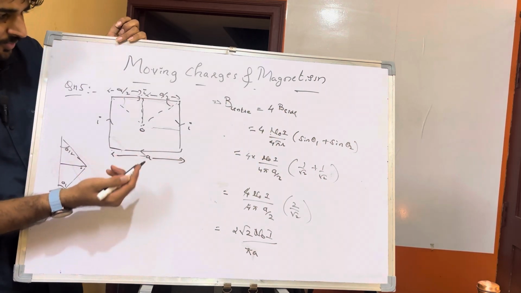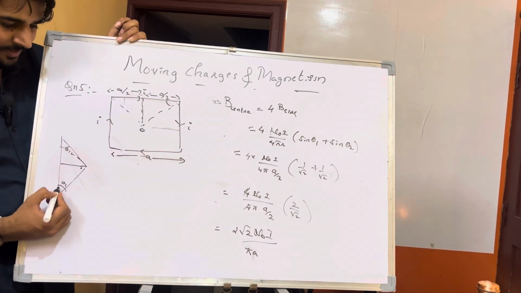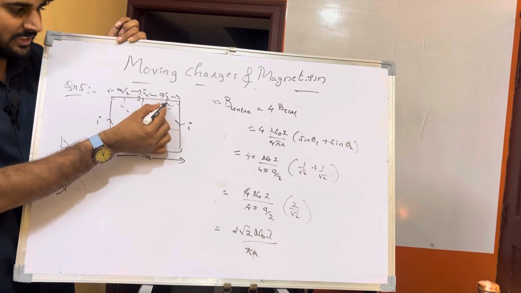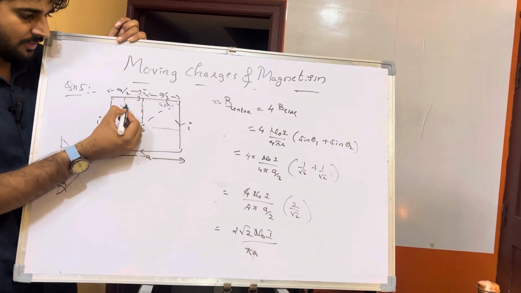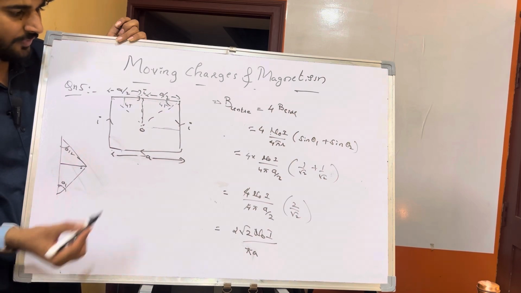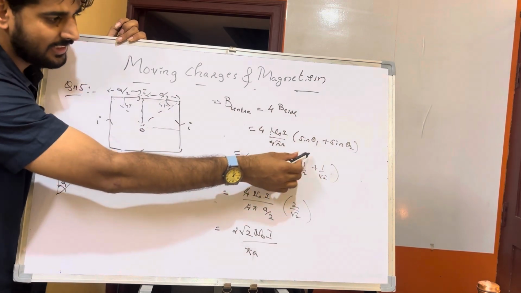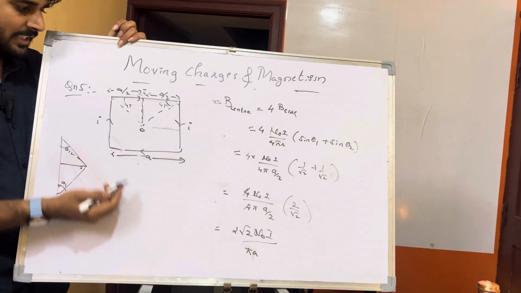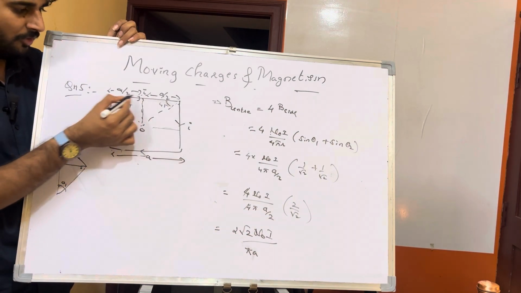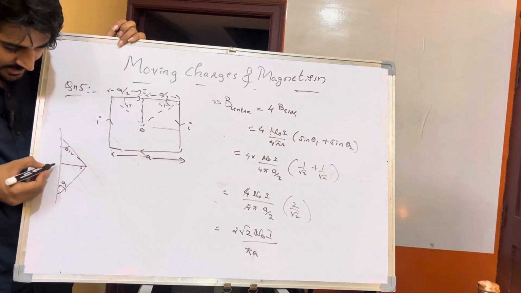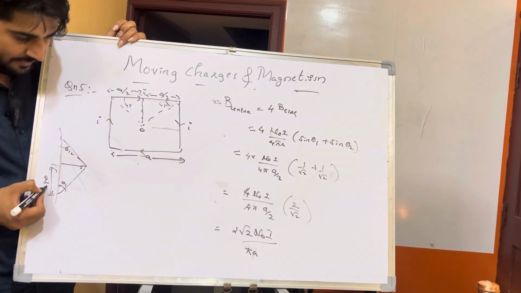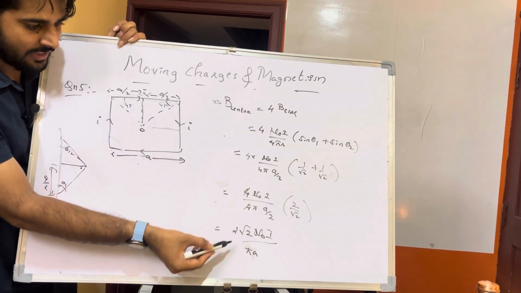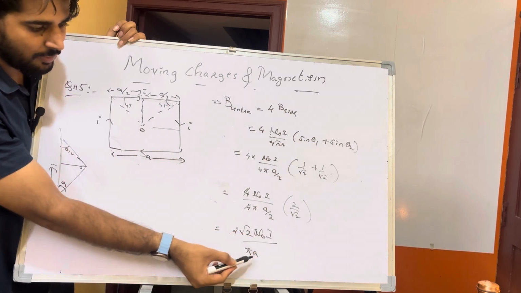First we are supposed to calculate the angle subtended. The angle subtended by the corners of each side is 45 degrees. So we substitute sin theta 1 as sin 45 and sin theta 2 as sin 45, which is 1 by root 2 and 1 by root 2. The distance from the center to the edge will be a upon 2. So mu naught I by 4 pi into a upon 2. Simplifying the expression, we get 2 root 2 mu naught I upon pi a.